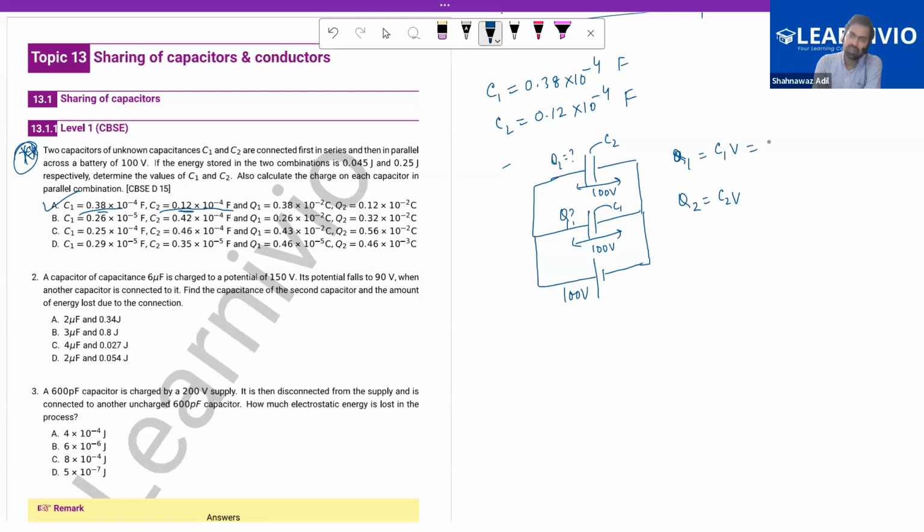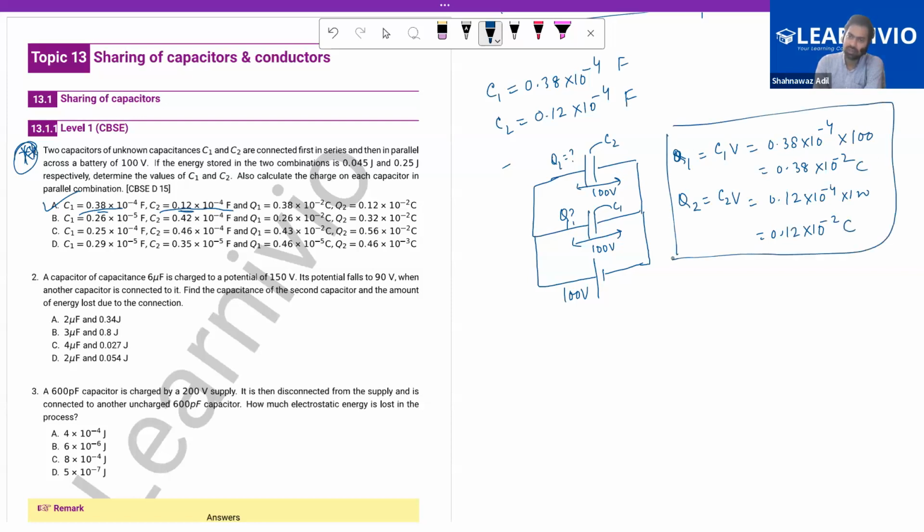So C1 is how much? 0.38 into 10 to the power minus 4. And then V is 100. So this is 0.38 into 10 to the power minus 2. Similarly, this is 0.12 into 10 to the power minus 4 into 100. So 0.12 into 10 to the power minus 2 coulomb. Right, that is the answer. Is it clear? Why did you get confused?